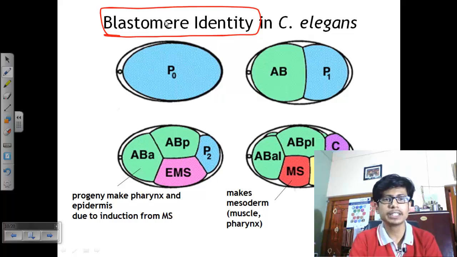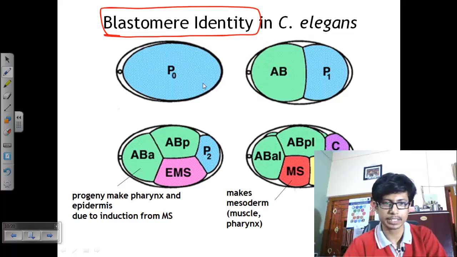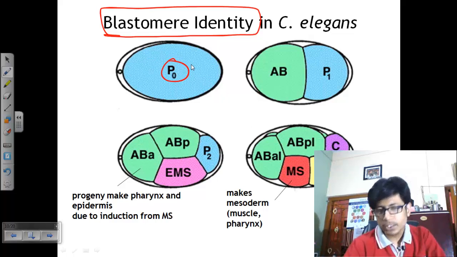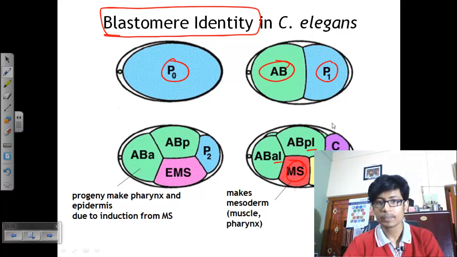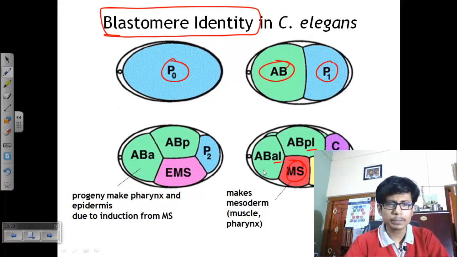Okay, so in this blastomere phase, we start with the P0 cell. The P0 cell will be divided into two types of cells, AB cell and P1 cell. Now this AB cell and P1 cell will further divide. AB cell will divide into AB, P1, AB, A1 and all this, and then MS and E and P1 will divide again into other cells. But ultimately the most important part is the division of AB and EMS, because these are the two regions.